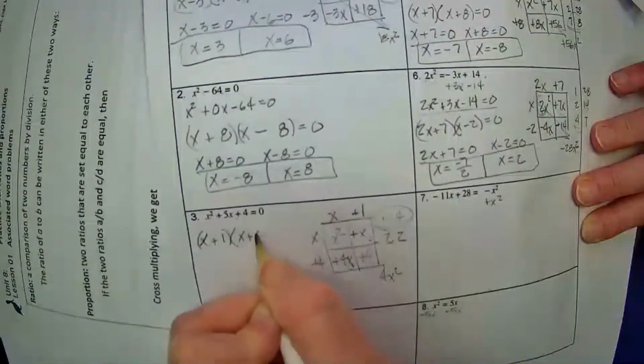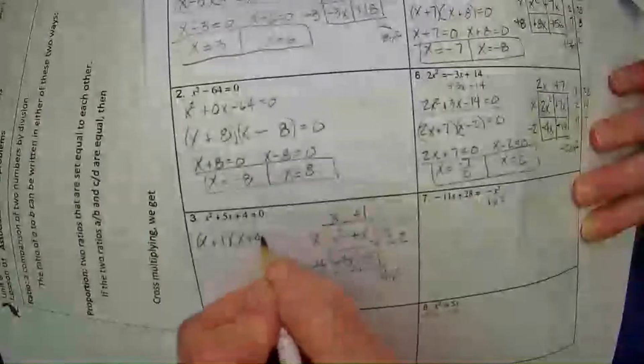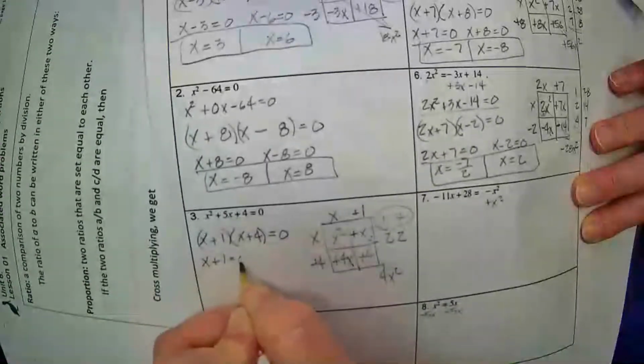Miss Cooper, what if you accidentally put them in the wrong spot? If you flip-flop these, it doesn't matter as long as your signs are right. Okay, that's a good question. So x plus 1 equals 0, and x plus 4 equals 0. So -1 and -4.